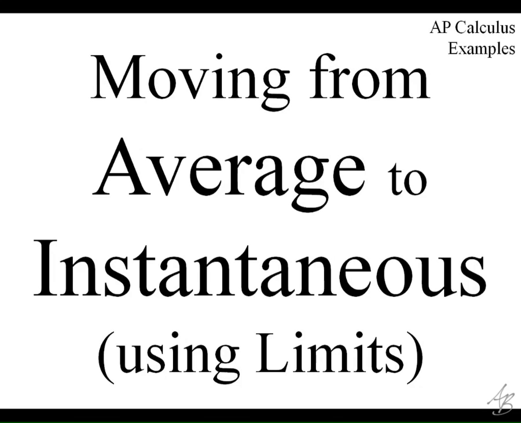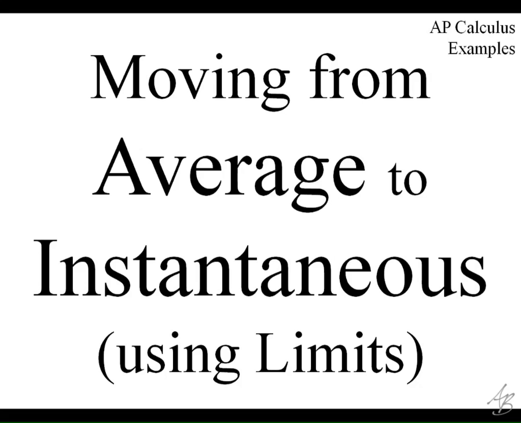Back to what we were talking about yesterday. We want to move from average rate of change to instantaneous rate of change. And we said that the slope of a tangent line can be interpreted as a rate of change. A secant line could be interpreted as an average rate of change. The slope of a tangent line can be interpreted as an instantaneous rate of change.